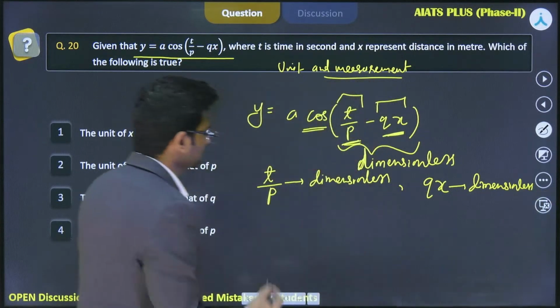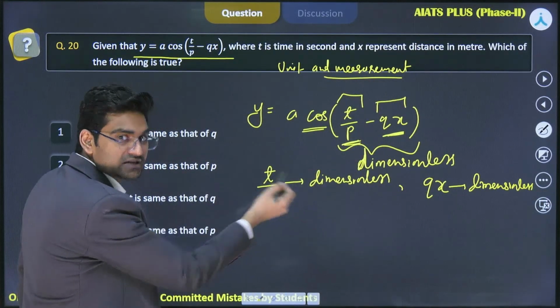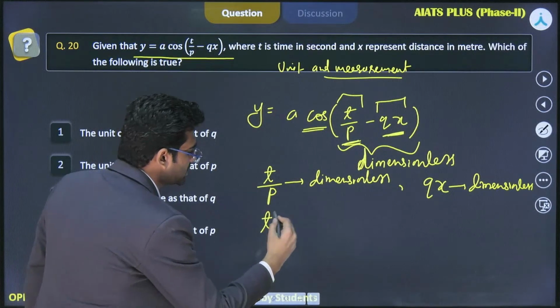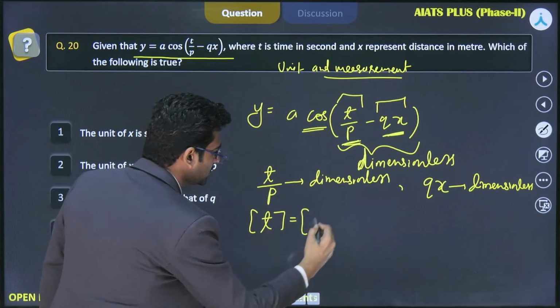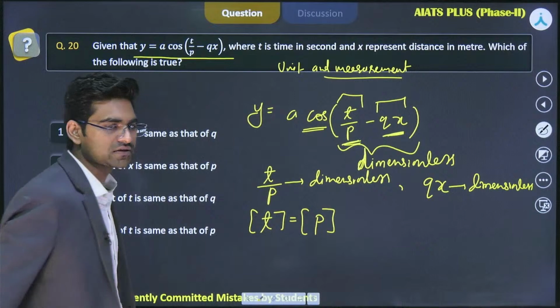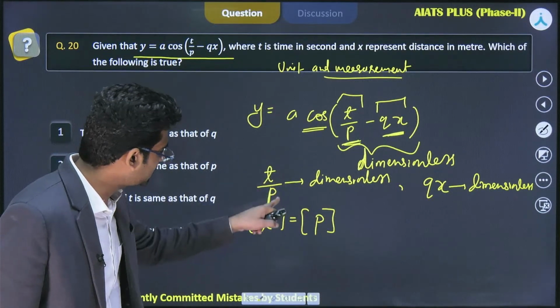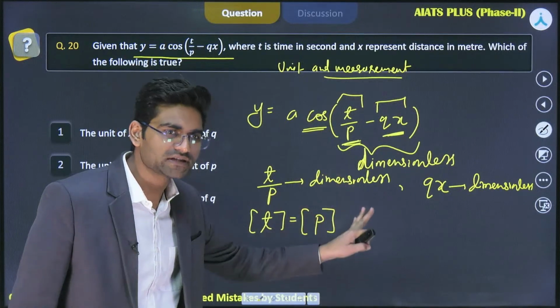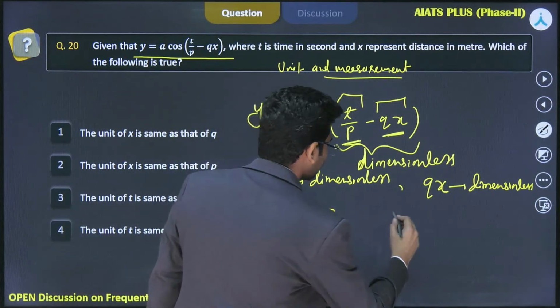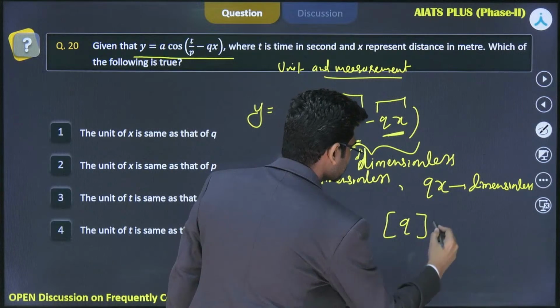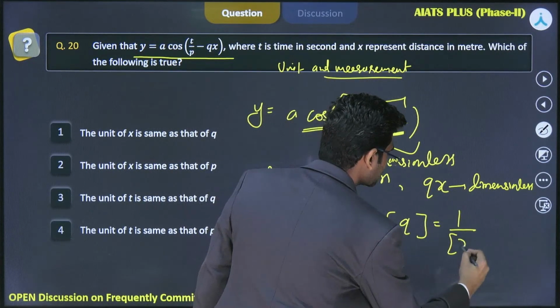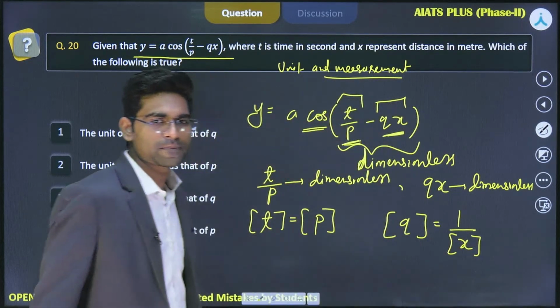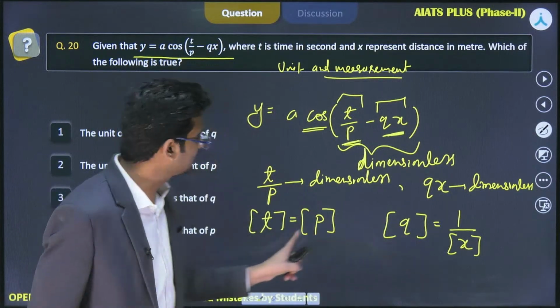Now, if t by p is dimensionless, then what will happen? Dimension of t should be equal to dimension of p. Why? Because then only the dimensions of p and t will cancel and we will get a dimensionless quantity. Similarly, dimension of q should be equal to 1 upon dimension of x. Is this clear?